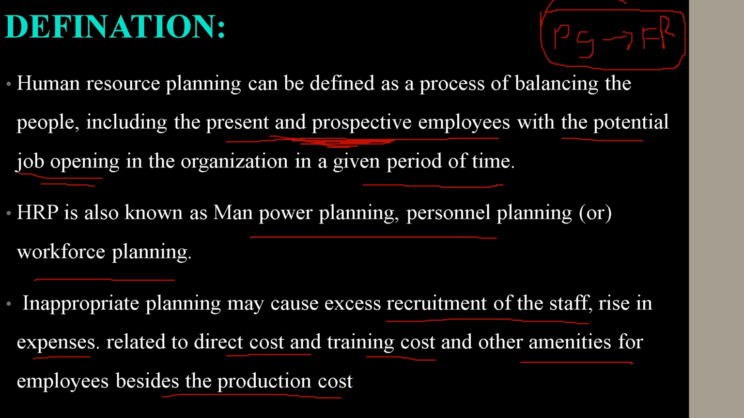So if HRP is not planned properly, then there may be excess recruitment of staff, meaning hiring extra people than necessary, which may cause a rise in expenses. Obviously, we also train them, right? That cost will also increase, and other amenities, that means some extra benefits for employees, that cost will also increase. So inappropriate planning may cause excess recruitment of staff, which may directly lead to an increase in cost.